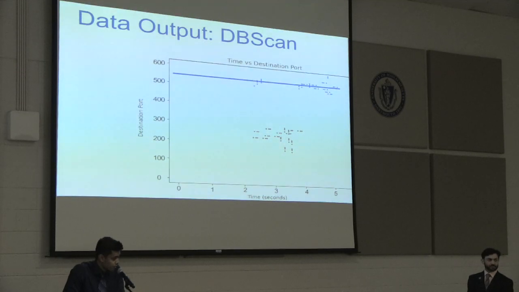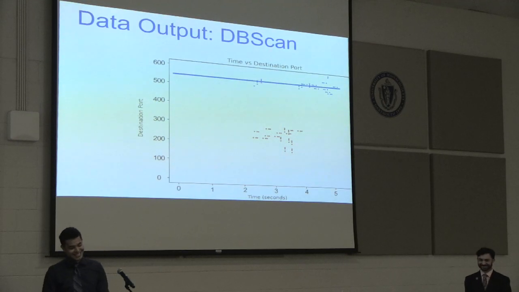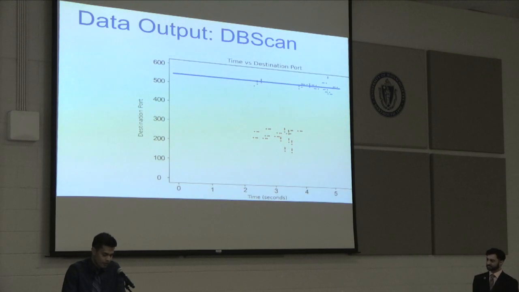And now we have the data output for DBSCAN. This is our second clustering algorithm. I'm going to ask again, who thinks the attack is in the blue cluster? Okay, who thinks it's red? Please don't raise your hand. All right, I should have said this earlier, but in this graphical representation, the x-axis represents time and the y-axis represents the destination port. In this case, the attacker will go after port 545 exactly. So we'll move on to the next slide.